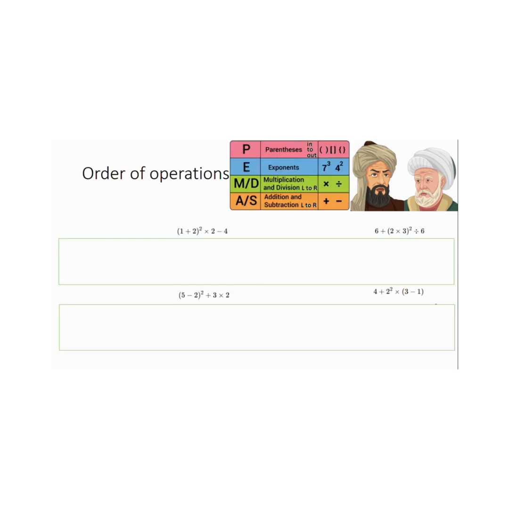Let's try some more. Here's 4 different problems, each with some parentheses and exponents, multiplication, division, addition, and subtraction, but follow the rules in order. Do the grouping symbols first, then the exponents, then multiplication and division left to right, then addition, subtraction left to right, and see if you get the right answer. Pause the video, give it a try, and we'll see you in a minute.